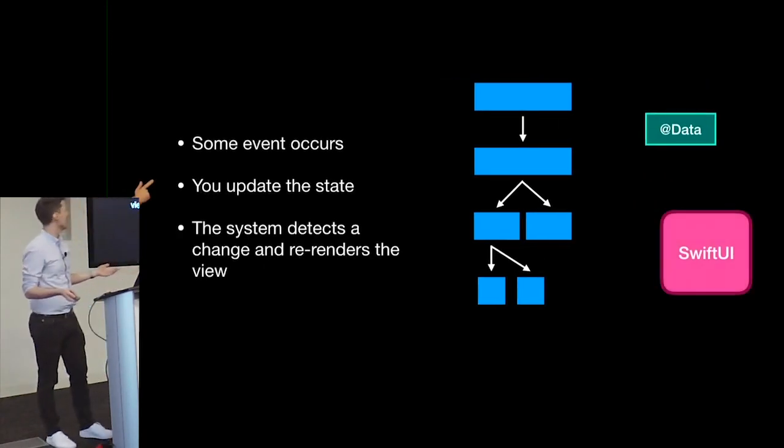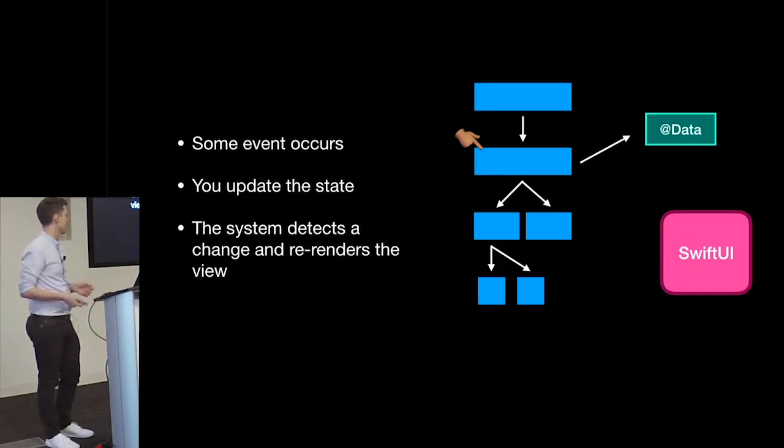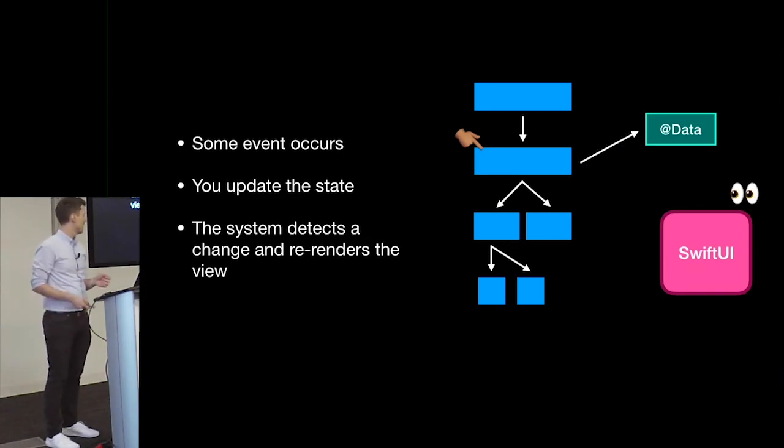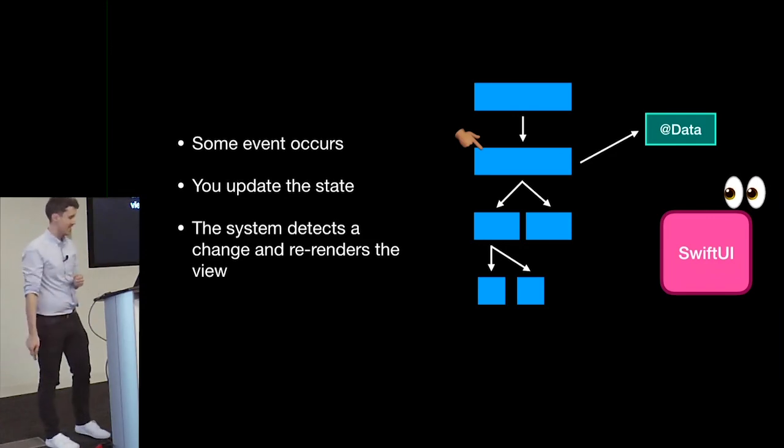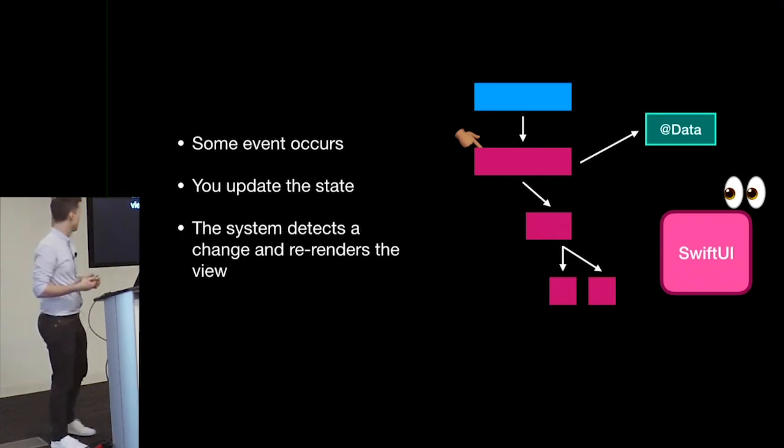So now what happens when you want to update your view? Well, some event occurs, boom. You update the state. SwiftUI sees that something is happening, like, ooh. And then, ta-da, look at that magic. Through beautiful keynote animations, our view hierarchy has changed.